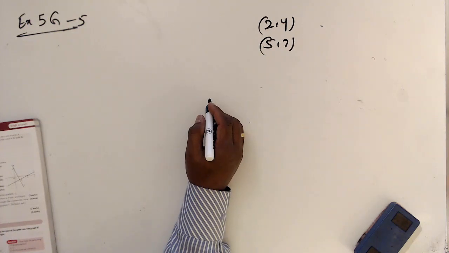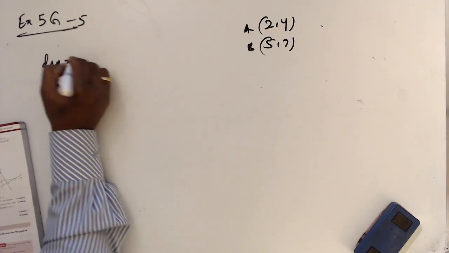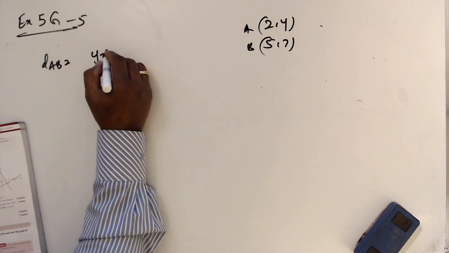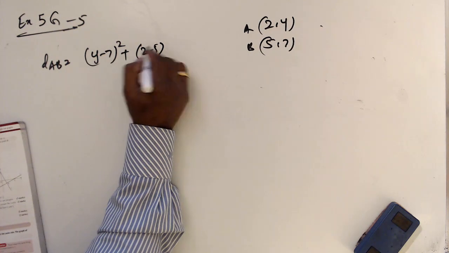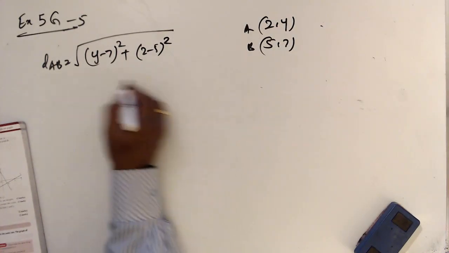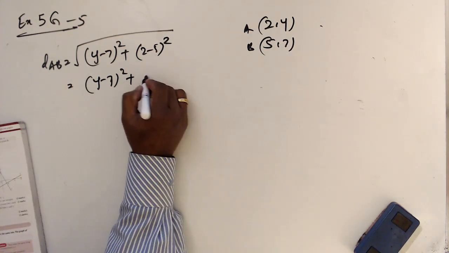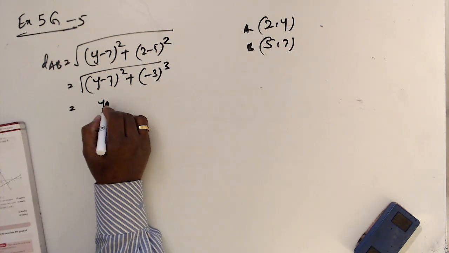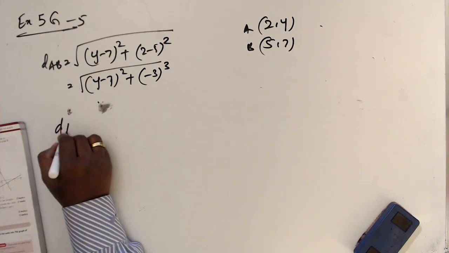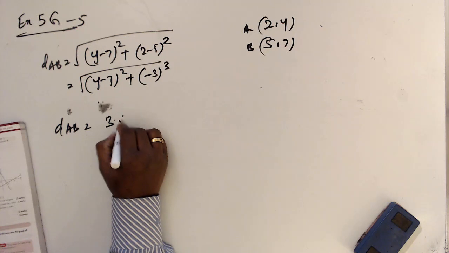Question number 5 is also the same. Find two possible values for y. So I'll take this as A and B point. dAB equals the square root of (y minus 7) squared. I take y first. Then (2 minus 5), square root. So this is going to be (y minus 7) squared minus (2 minus 3) squared, square root. Okay, we'll leave it. Now dAB is given as 3 square root 10.